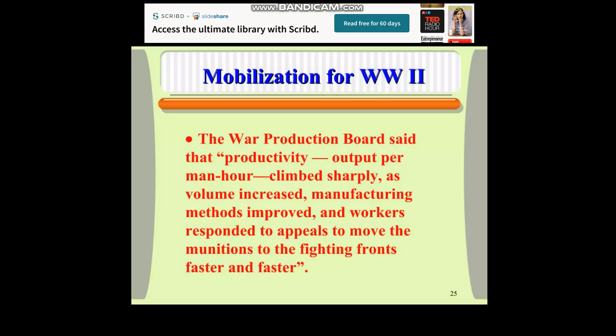The War Production Board said that productivity, output per man hour, climbed sharply as volume increased, manufacturing methods improved, and workers responded to appeals to move the munitions to the fighting front faster and faster.